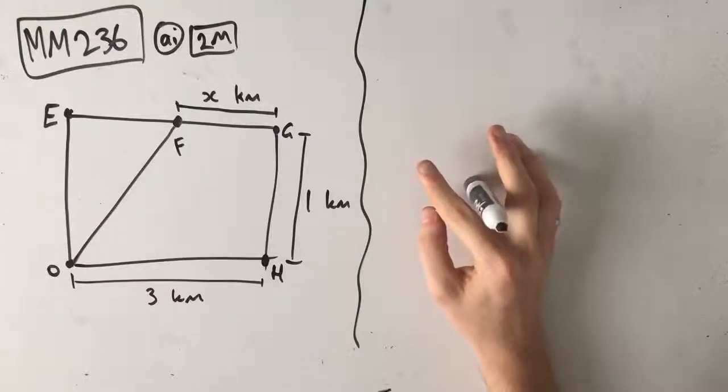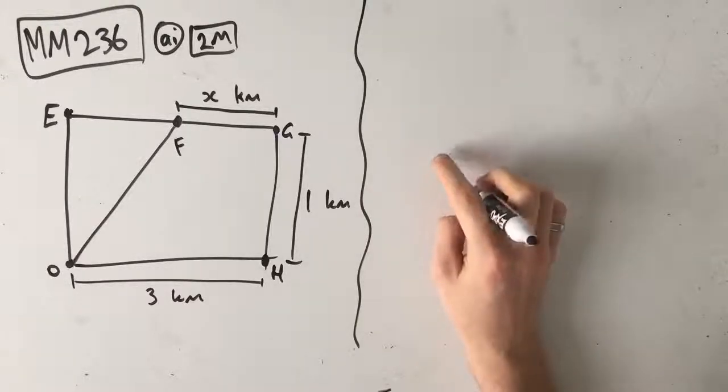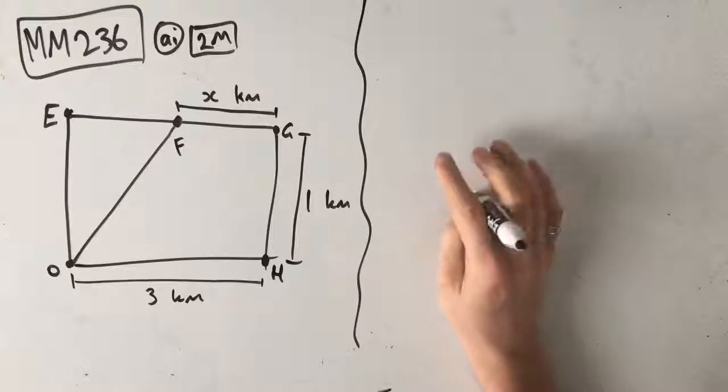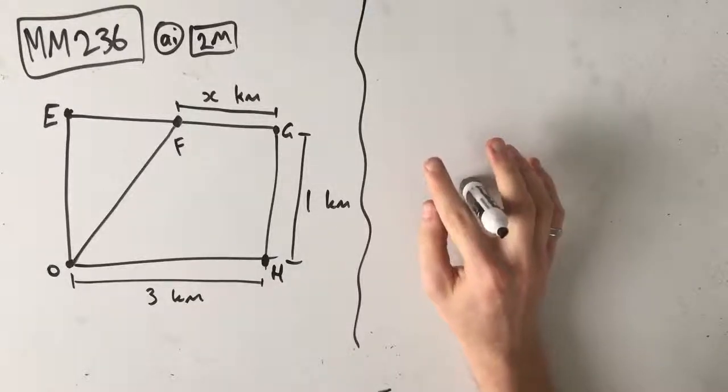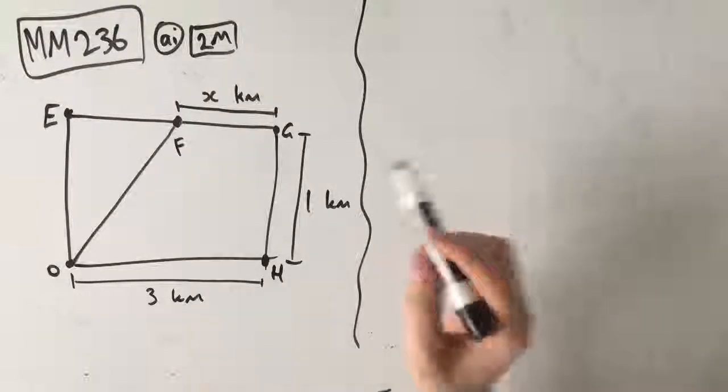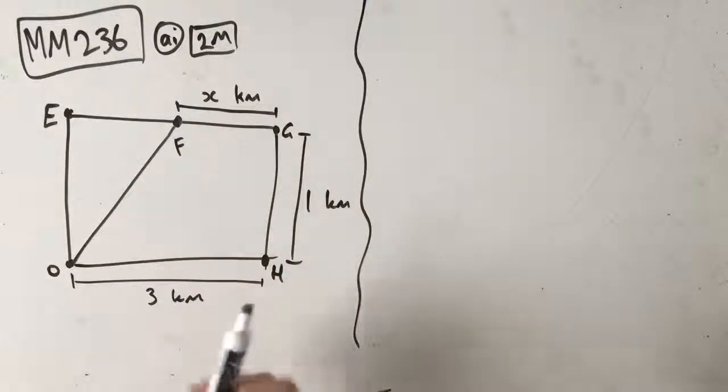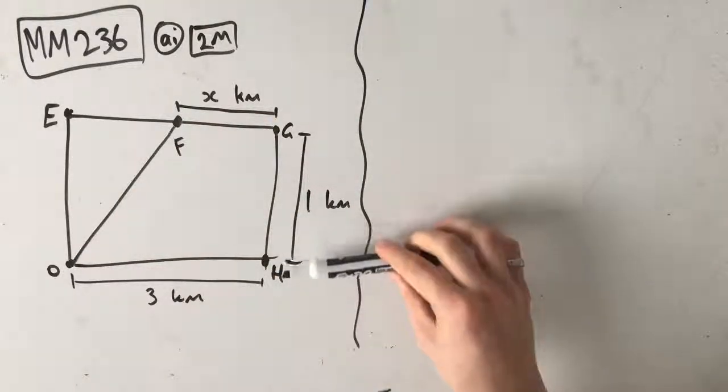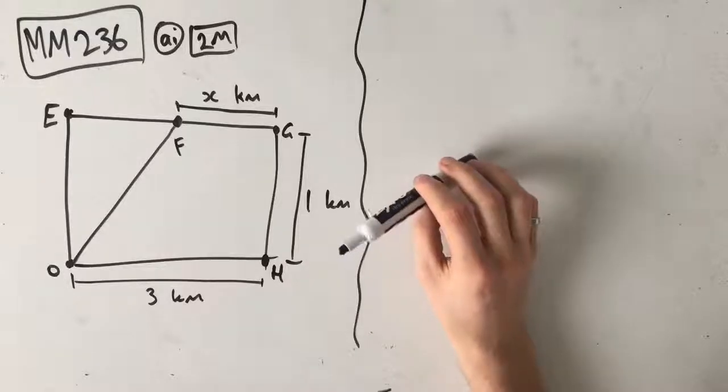So, this is a pretty long question, 10 marks, but let's just smash through it. So, we've got Leah owns a fruit orchard. She has a vacant rectangular block of land, which is this section here, which is 3 kilometers long and 1 kilometer wide, as shown below. She's trying to decide what to do with the land.